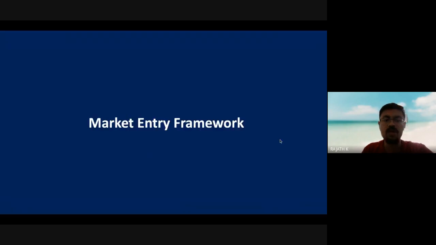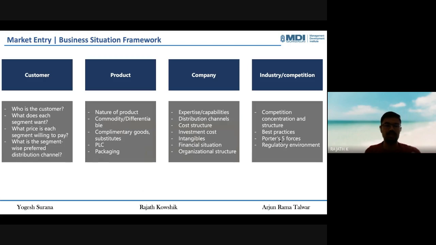Okay, so now let me move on to the market entry framework, right? This is again the business situation framework at play here. However, there's one critical nuance which we'll cover right after this. When it comes to the business situation framework, just to provide a brief overview, we'll need to look at customers and what each segment wants, and this is critical. Like we saw in the previous case, customer segmentation mattered a lot, right? So you'll need to segment them and then see what each segment wants to pay, what is the preferred distribution channel, and so on.